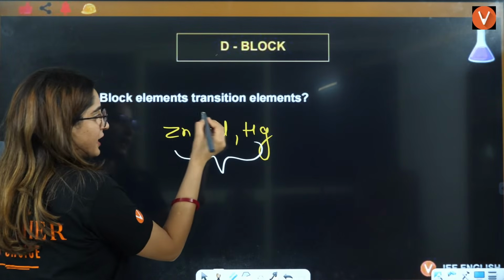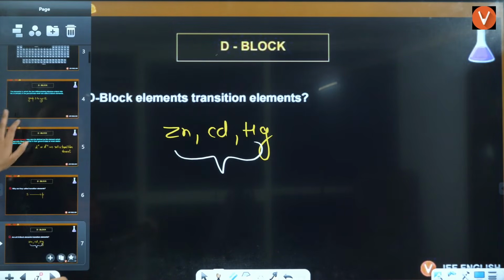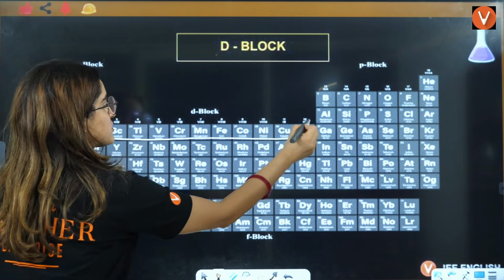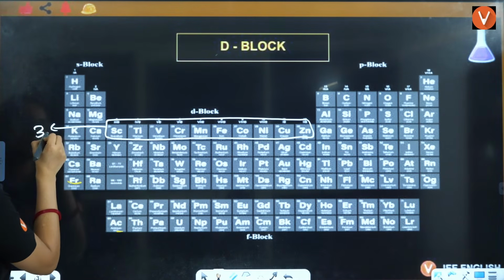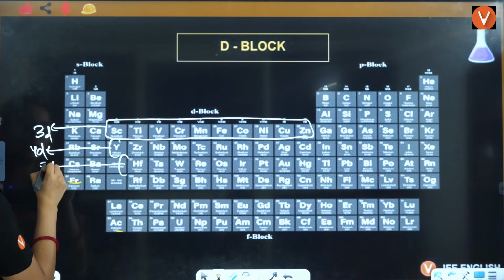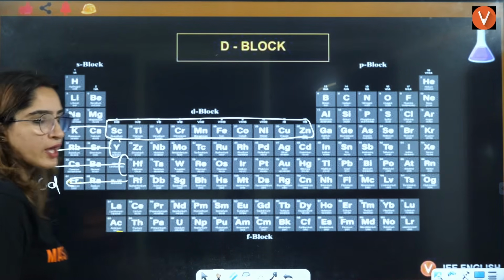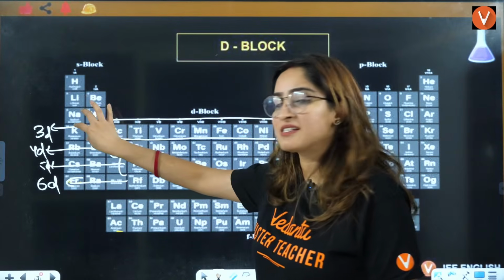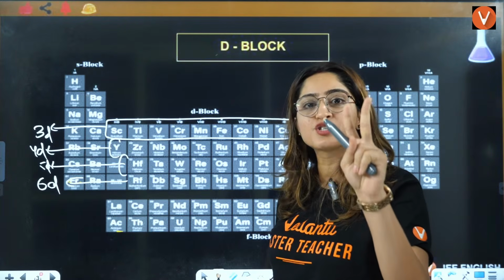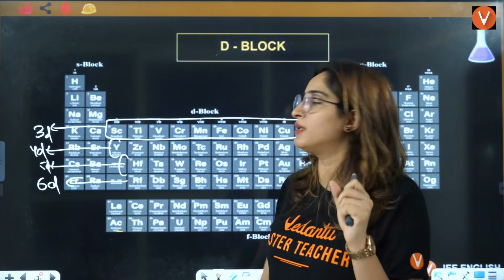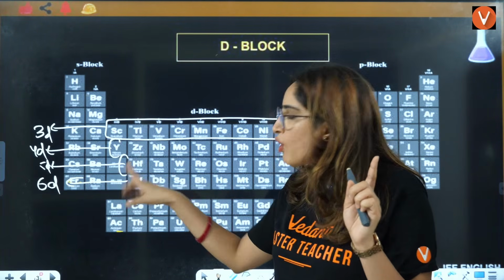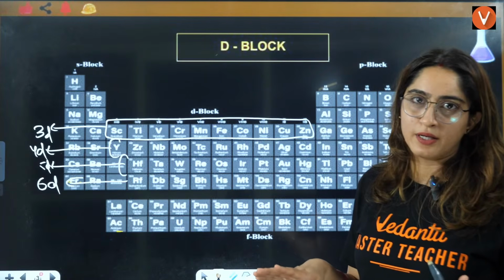Not that this has 3D, this has 4D, this has 5D. I'll tell you how. This is your 3D. This belongs to 4D. This is 5D. This is 6D. In the first transition series, you have 3D orbitals. In the second transition series, you have 4D orbitals. In the third transition series, you have 5D orbitals. In the fourth transition series, you have 6D orbitals, right?